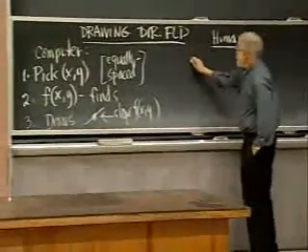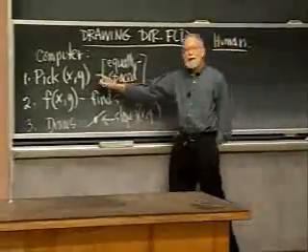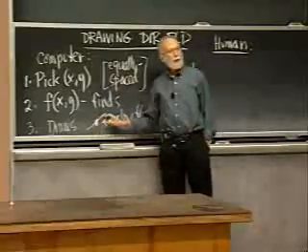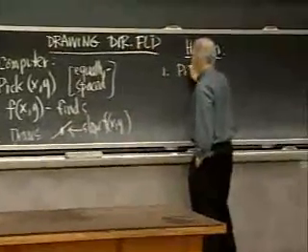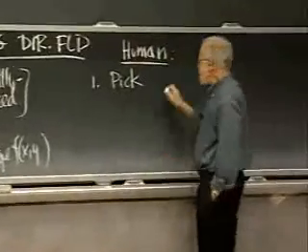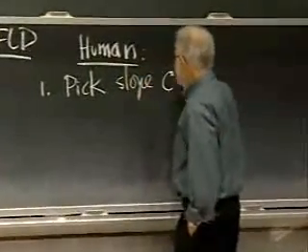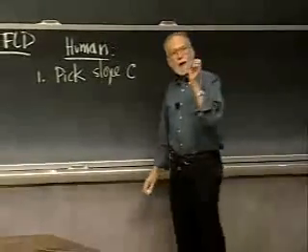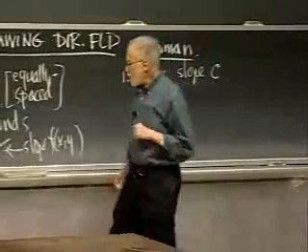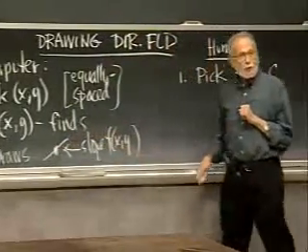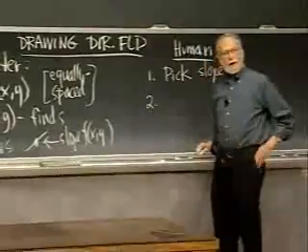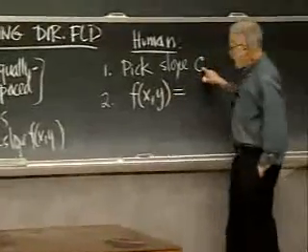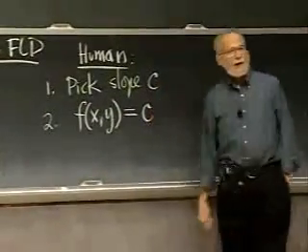So for a human, the way to do it is not to begin by picking the point, but to begin by picking the slope that you would like to see. So you begin by picking the slope. Let's call it the value of the slope c. So you pick a number. Say c is 2. I want to see where all the points in the plane are where the slope of that line element would be 2. Well, they will satisfy an equation. The equation is f of x, y equals, in general, c.